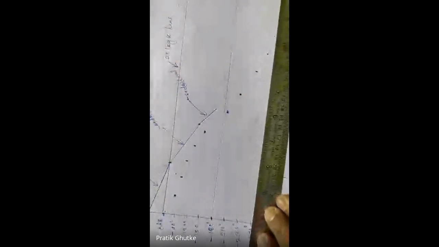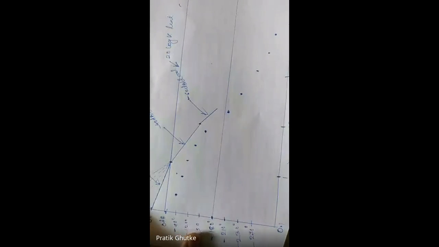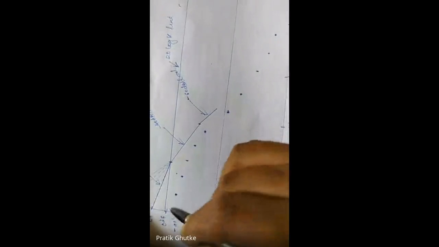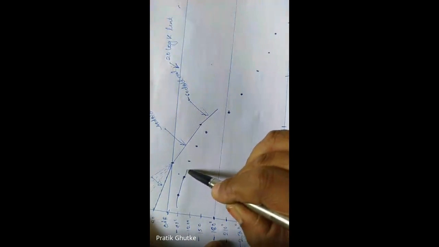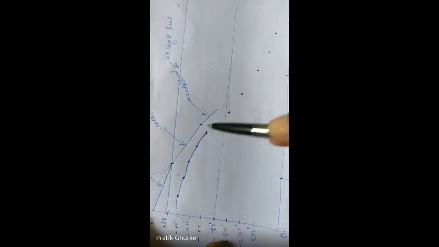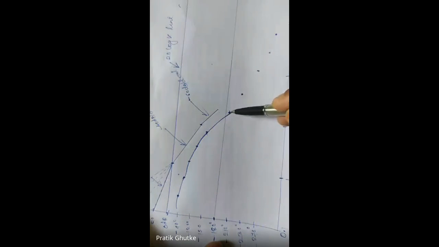And then the last value is minus 268, which means around 270. So 270 is somewhere here. Now with freehand I should join all these points. See how I am joining. You should not use a scale for this. Okay, you just connect this plot freehand.